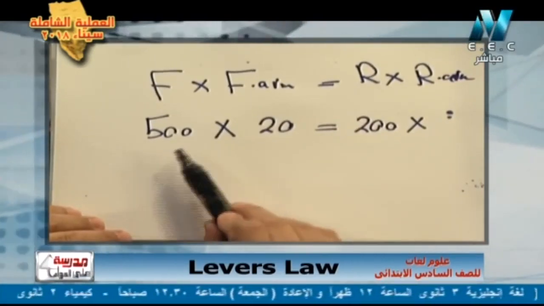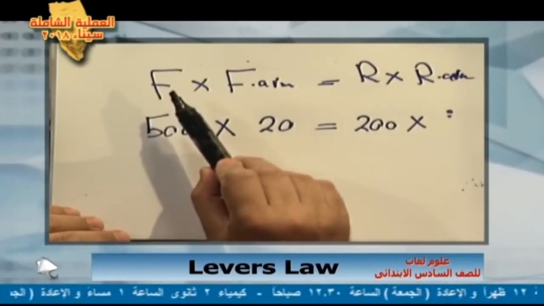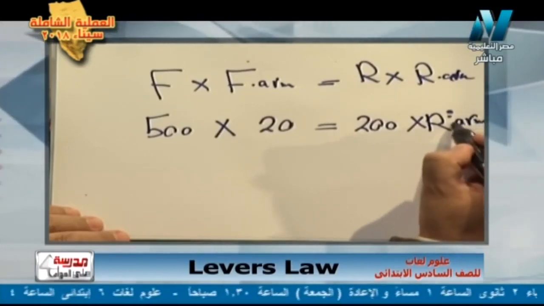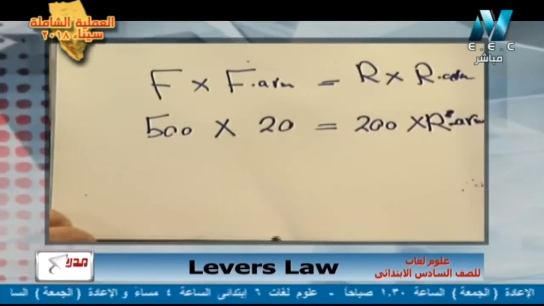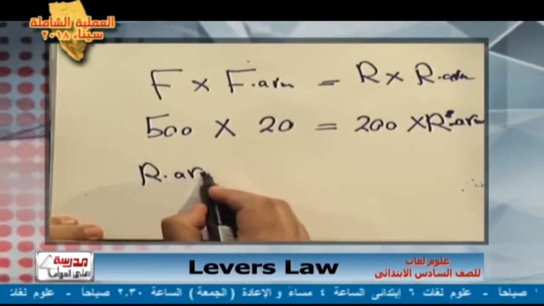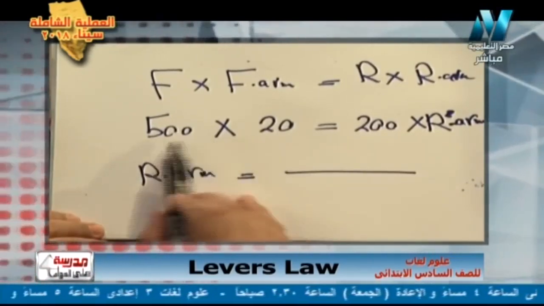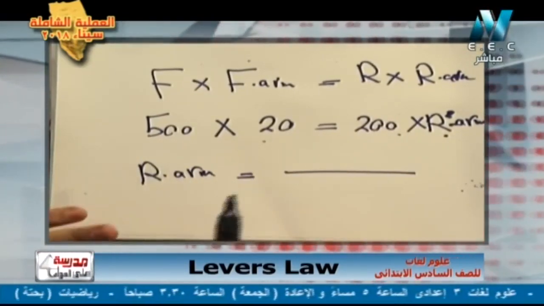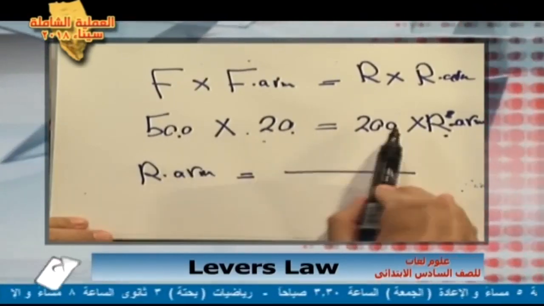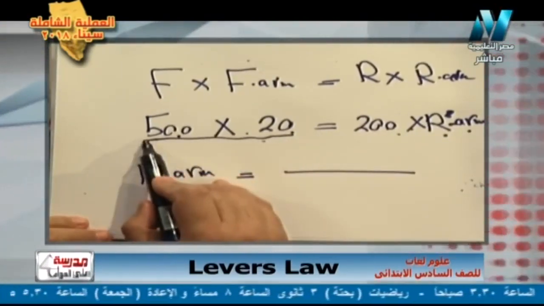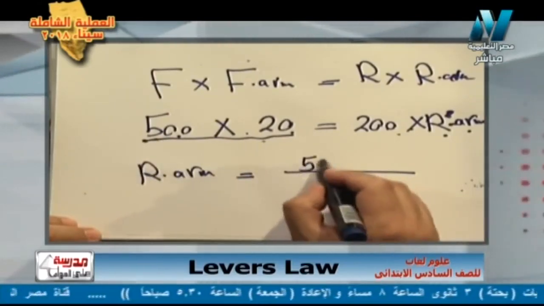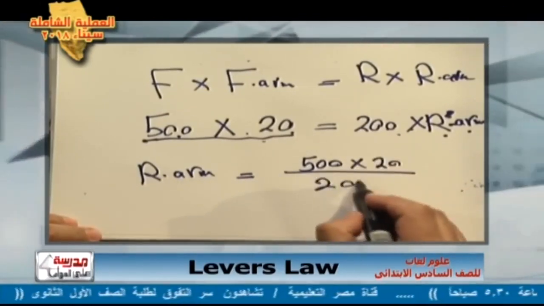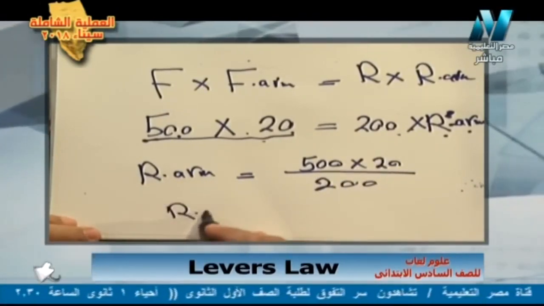Surely I have three values here, but the problem contains four values, so I want now the resistance arm. How can I find the resistance arm? I have two sides here, on either side of the equal sign. Which side is complete? The side with 500 by 20, or 200 by the resistance arm? Surely it's the first side. So I write this side, 500 by 20, at the top, and at the bottom I write 200. By cross multiplication I can find the resistance arm.